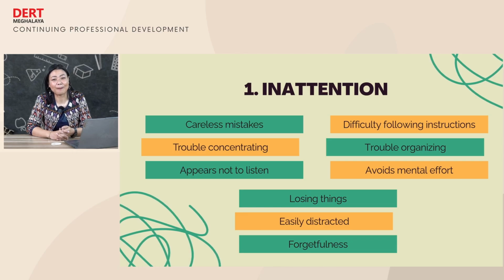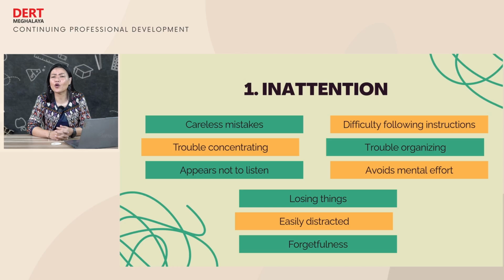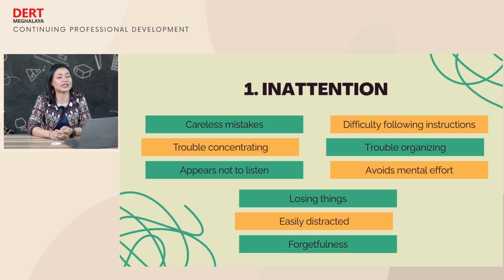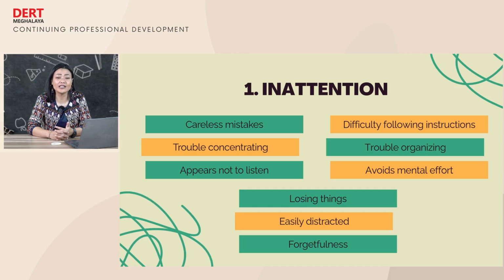Trouble concentrating. They have difficulty sustaining attention for any task or play activities, like lack of concentration during lectures or conversations. Appears not to listen. Often, they seem to be elsewhere, even when spoken to directly. Difficulty following instructions. They are mostly found to be able to start a task but then quickly lose focus or get sidetracked and not complete assignments or duties.